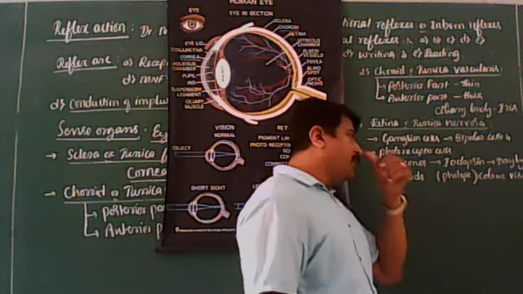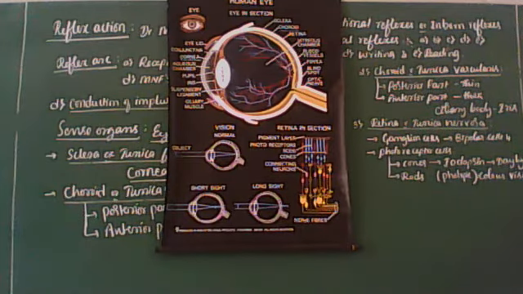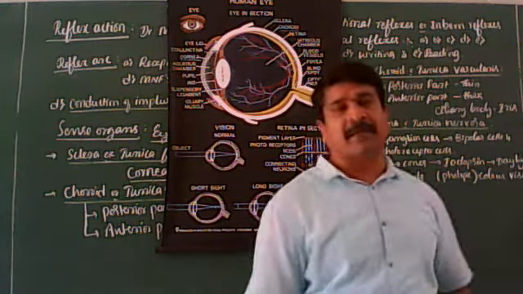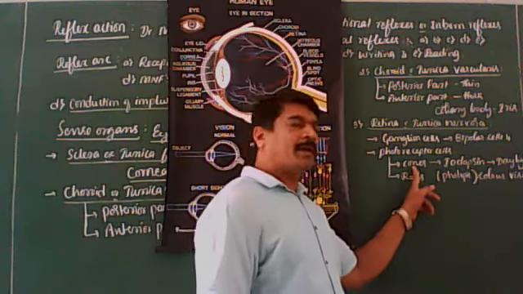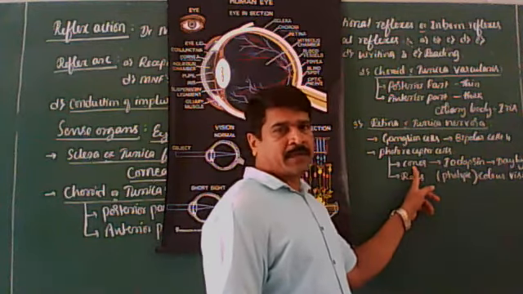Suppose any birth defects occur in the cones, these persons cannot differentiate some colors. I think you have heard of color blindness. A person with color blindness cannot differentiate red and green colors because they have defects in the cones only. You are going to study those details in second year. I think it is very clear for you.